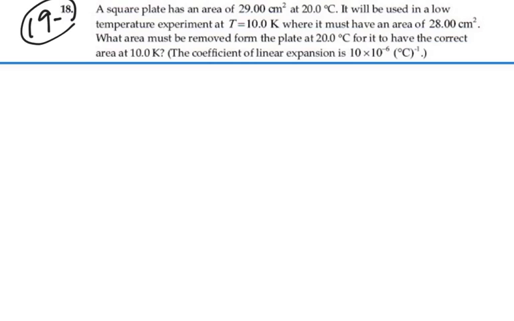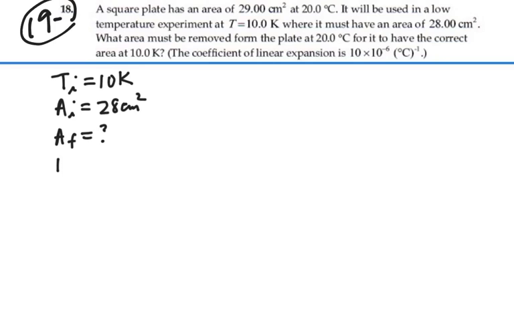Well, let's assume that we can have the correct area at the low temperature. So let's start there. So our initial temperature will be 10 Kelvin. And at that point, we're going to have an area of exactly 28 square centimeters. So we want to calculate what our final area would be when we heat it up. Our final temperature then will be 20 degrees Celsius, and adding 273.15 to that, we have 293.15 Kelvin.